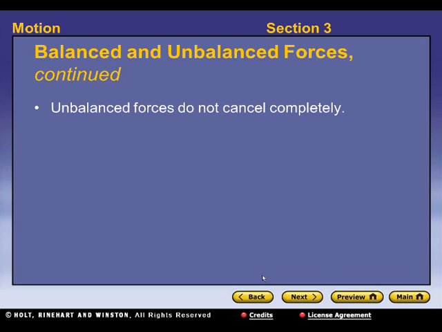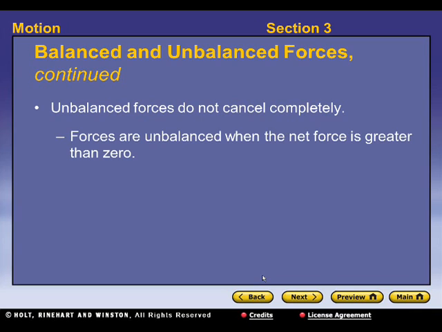Unbalanced forces don't cancel completely. That's like, again, if you're sitting in a chair, maybe a rolling chair, gravity's pulling you down, but the chair's pushing you back up, so you're not moving down, you're not moving up, but then somebody pushes you from the side. That's an unbalanced force because all of those forces together don't cancel out completely.